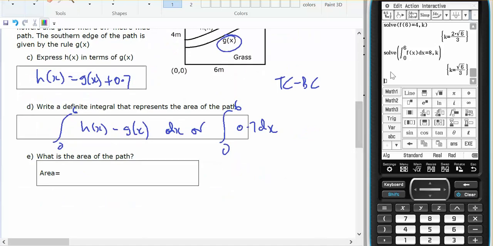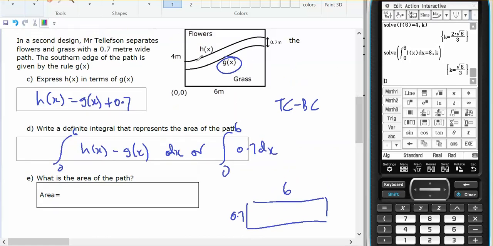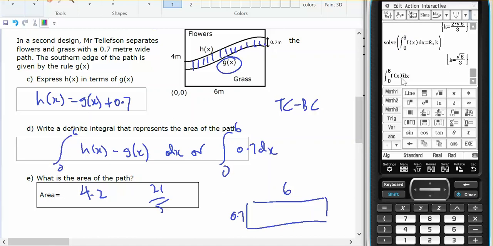And what will be the area of the path? It's going to be the same as a rectangle 6 by 0.7 that's been stretched up, but it's still always a vertical distance up here of 0.7. So it's going to be 4.2 or 21 on 5. But just to double check that, if I take this and I do the integral of 0.7 dx, that gives me 21 on 5. Units squared.